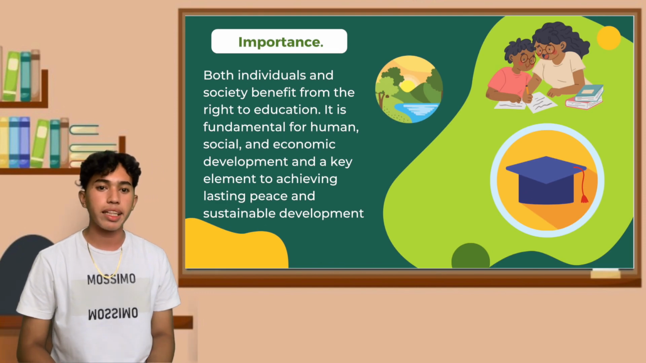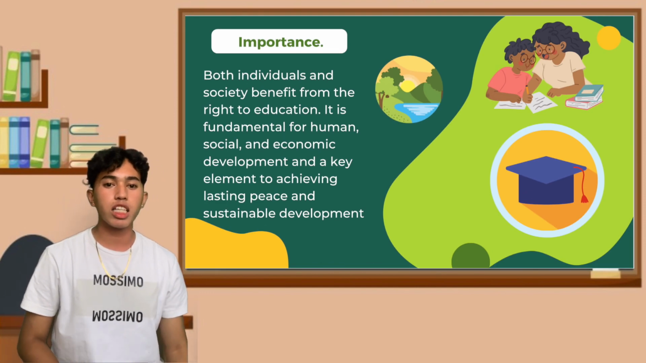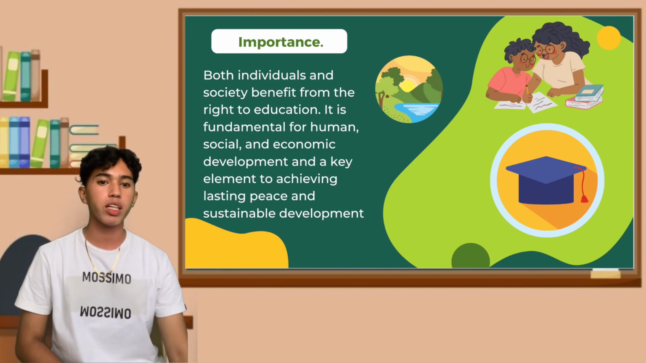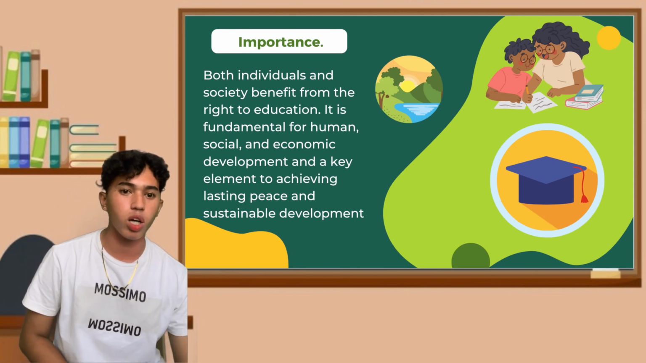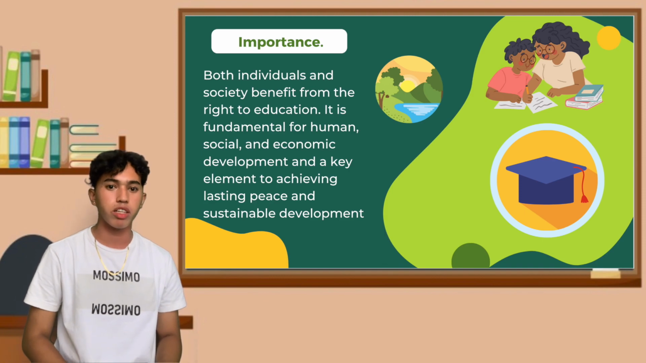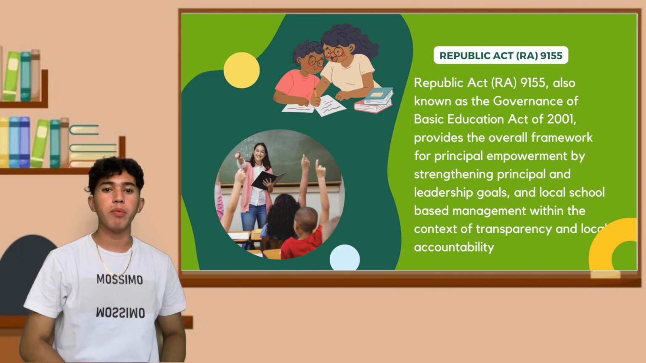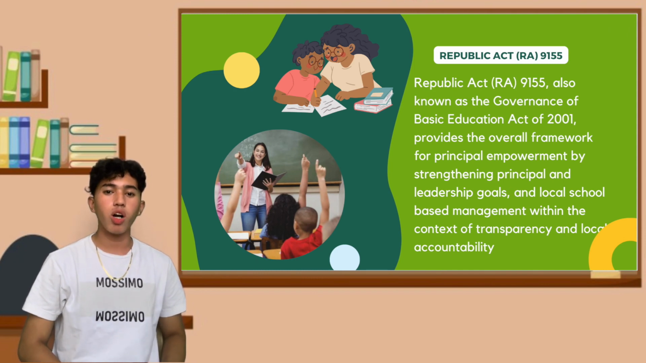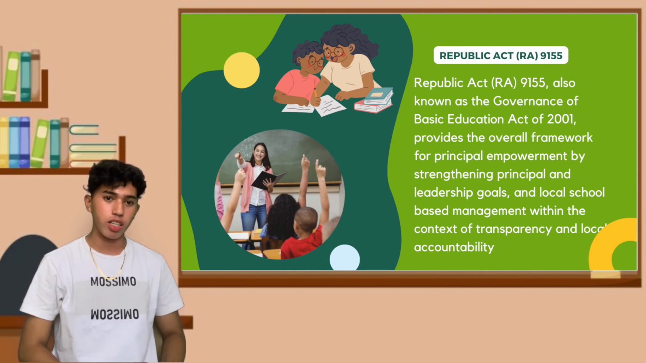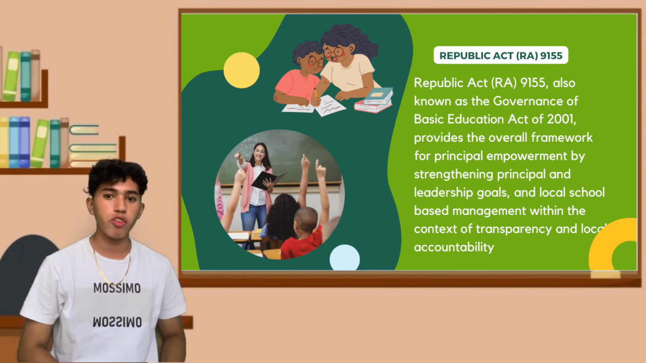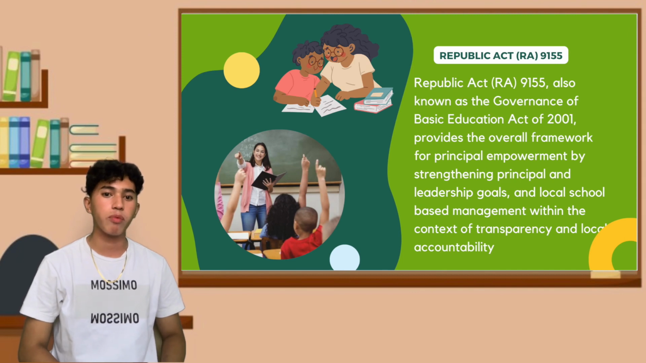Both individual and society benefit from the right to education. It is fundamental for human and socio-economic development and a key element to achieving lasting peace and sustainable development. Moving on, we have Republic Act 9155, also known as the Governance of Basic Education Act of 2001. This provides the overall framework for principal empowerment by strengthening principal and leadership goals and local-based management within the context of transparency and local accountability.